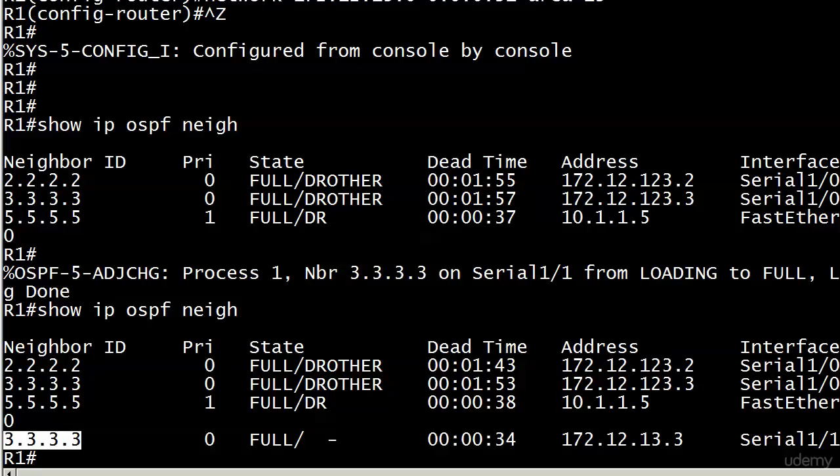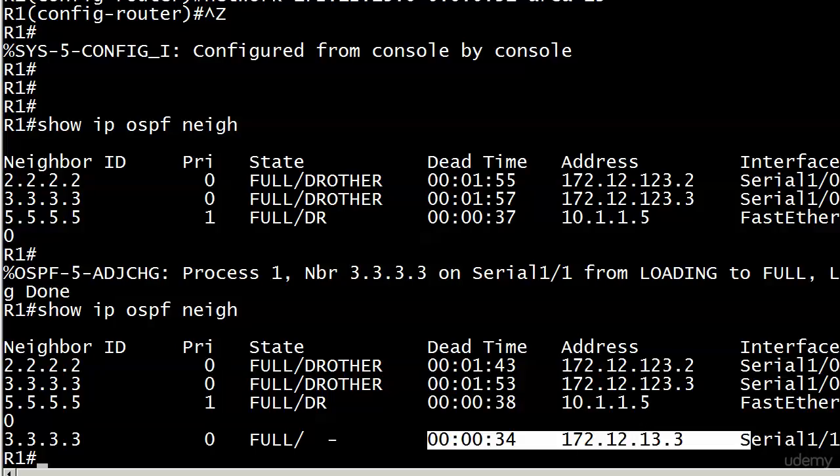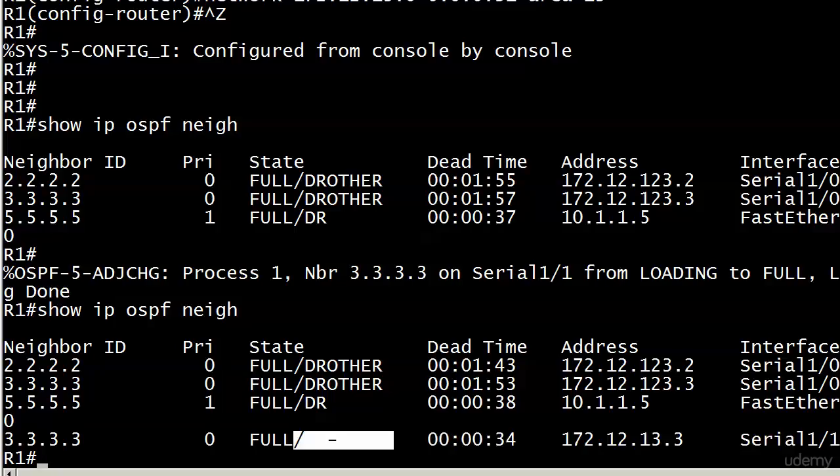Now, there are a couple of oddities here probably catching your eye. The first one being the dead time of the connection through the NBMA network being much larger than the one on the point-to-point network. So it looks like we have some different hello and dead time defaults for point-to-point networks. But what really catches your eye, I'm sure, is this dash. What in the heck is going on here?